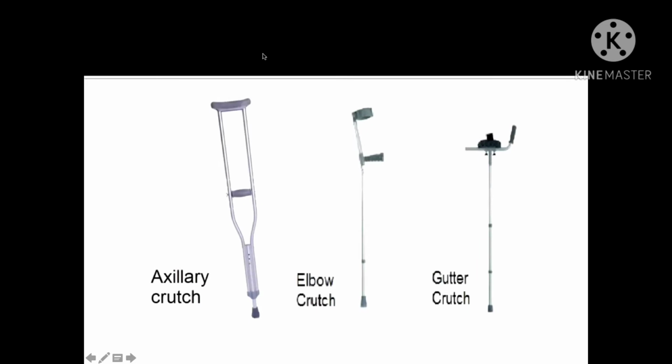So here is the picture which is displaying the axillary crutch and elbow crutch, and there is something called a gutter crutch. Gutter crutches you will rarely see in use nowadays, but they can be used for patients who are suffering from arthritis, especially a typical type of arthritis which is rheumatoid arthritis, because it rests the forearm and it allows more weight bearing on the hand.